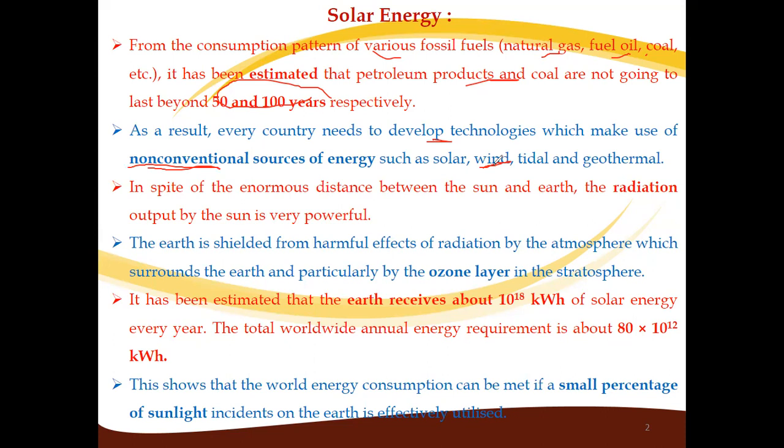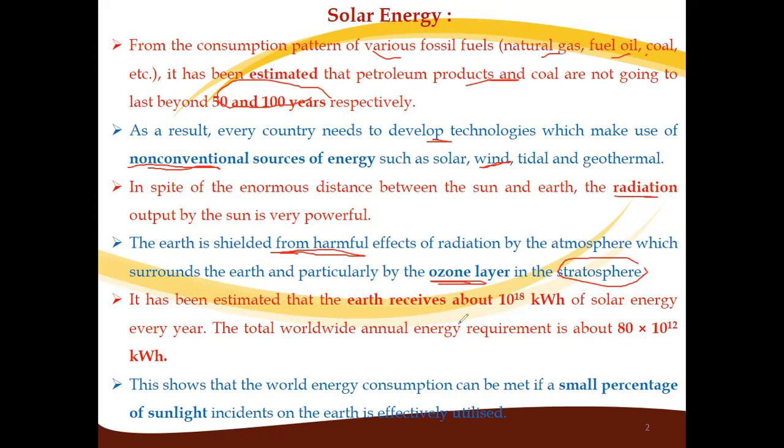In spite of the numerous distance between sun and earth, the radiation output by the sun is very powerful, and the earth is shielded from various harmful effects of radiation by the atmosphere which surrounds the earth, particularly the ozone layer. Because of the ozone layer, the harmful radiation does not go to earth. That layer is present in the stratosphere.